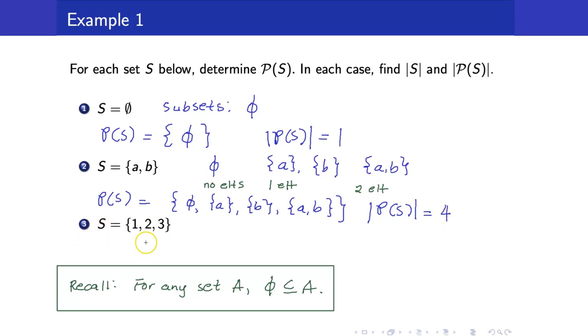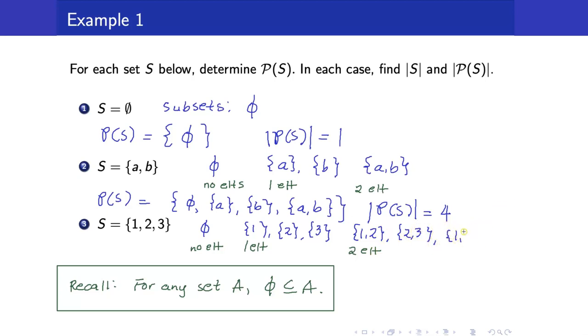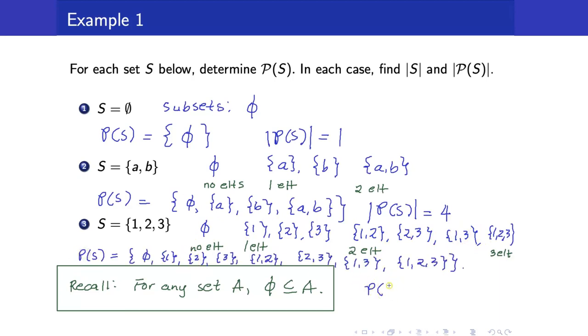Next, what about if we have the set containing 1, 2, and 3? So just like what we did with number 2, we will list down all the subsets of S systematically. Of course, we have the null set. Next, we have the one element subsets. So those would be 1, 2, and 3. Next would be the two element subsets. So we have {1, 2}, {2, 3}, and {1, 3}. And of course, the set containing three elements, the entire set itself. This will now be the elements of your power set. So therefore, the cardinality of the power set of S is equal to 8.